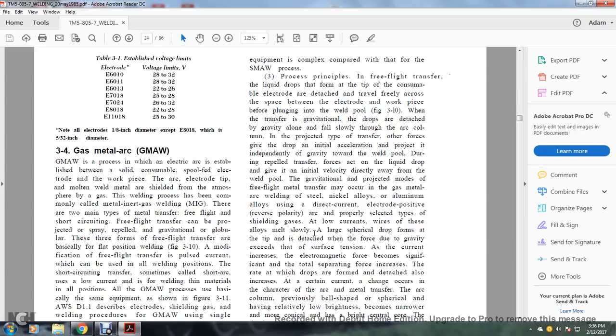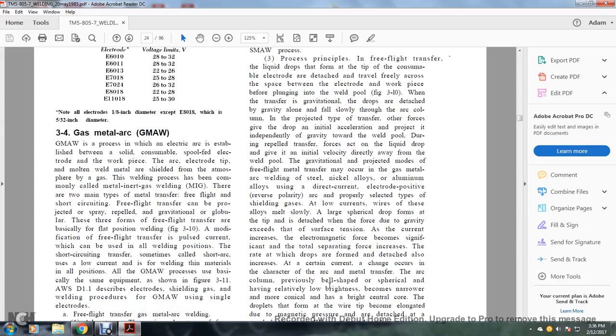Large cylindrical drops form at the tip and are detached when the force due to gravity exceeds the surface tension. As current increases, the electromagnetic force increases, and the total separation force increases with it. The rate at which drops form and detach increases with the current, with a change in the curve and a change in the character of the arc and metal transfer.